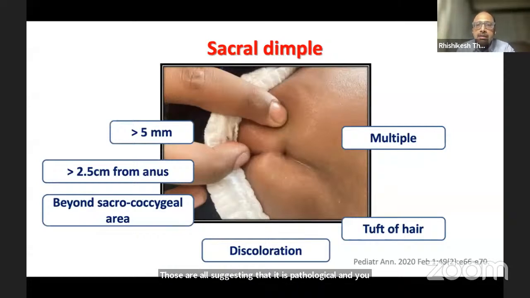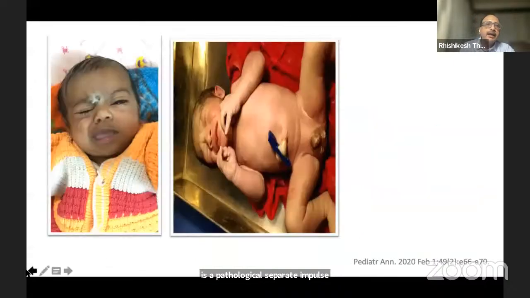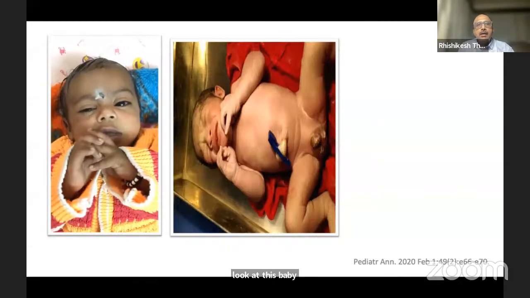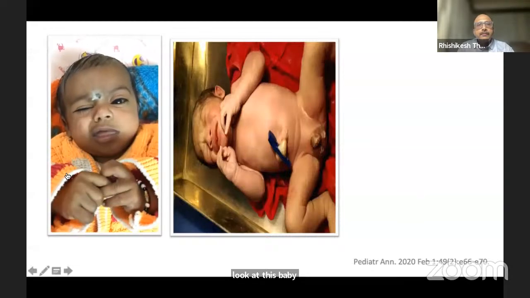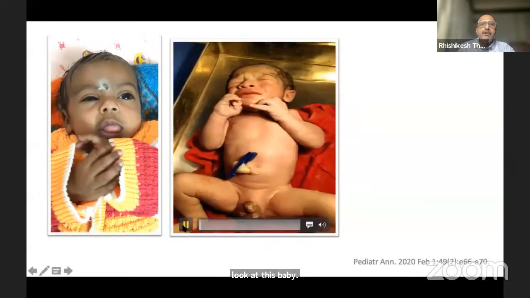The choice here is to do an ultrasound for screening, but there may be a neural tube defect which will be noticed, and the definitive test that would be required prior to doing a surgery for this baby is to ask for the MRI spine. But the screening tool here is ultrasound of the spine. So look for these clinical clues which tell you that this is a pathological sacral dimple. Not all of them would need evaluation otherwise. Have a look at this baby. Okay, and have a look at this baby.